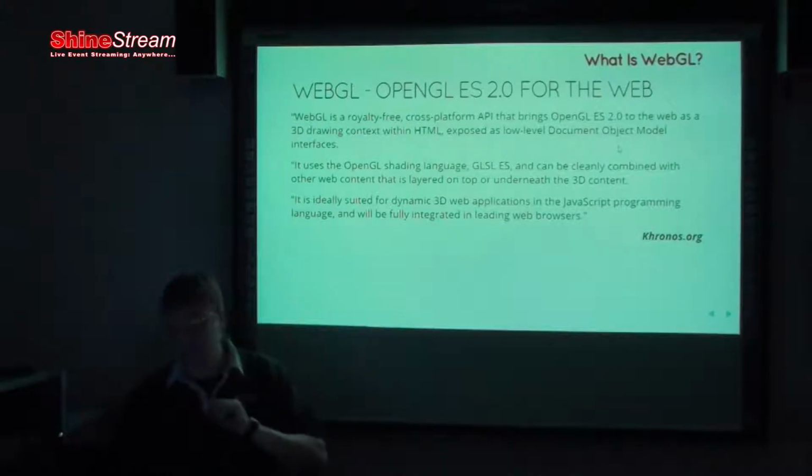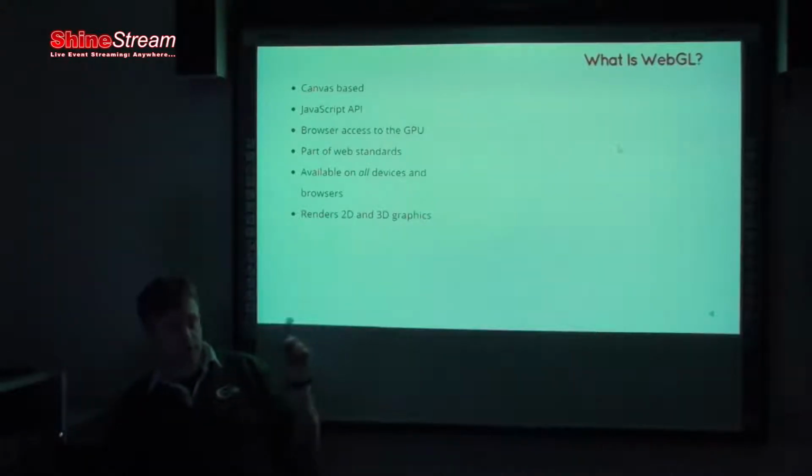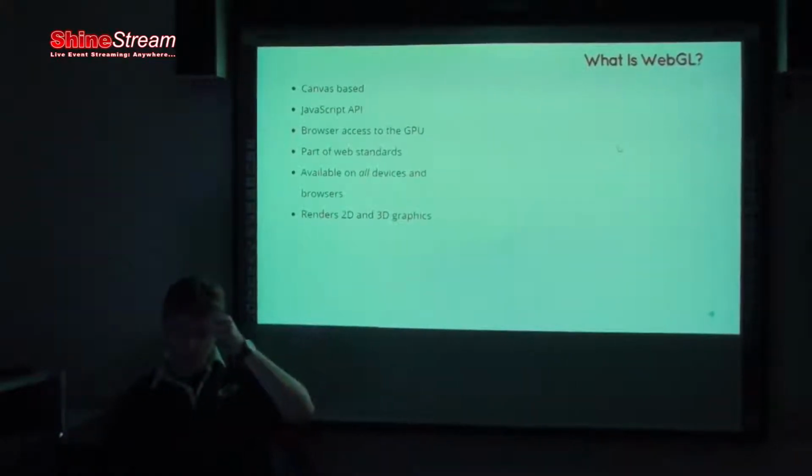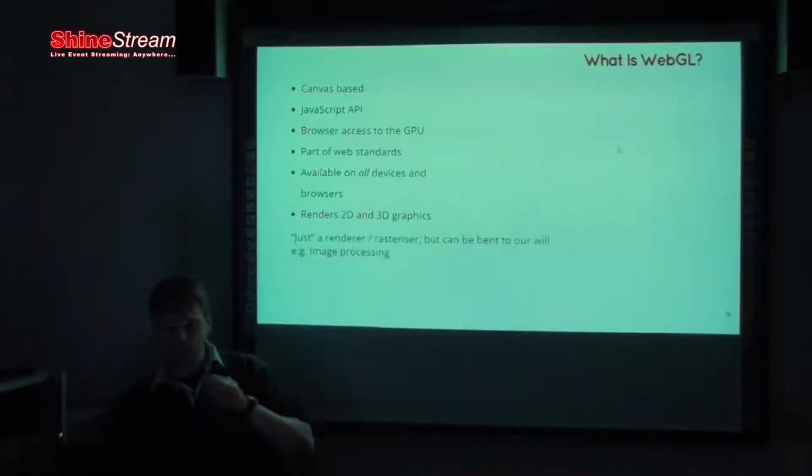You're welcome to go online and read that, but I'll just do a quick summary, hopefully a bit quicker. It's canvas-based, it's a JavaScript API, so it's standard. If you've got JavaScript on your machine, it should have the WebGL API implemented. It gives you access to the GPU from the browser. It's part of the web standards, so it's available on all devices and browsers, as it should be, including Apple and Microsoft Windows. And it allows you to render 2D and 3D.